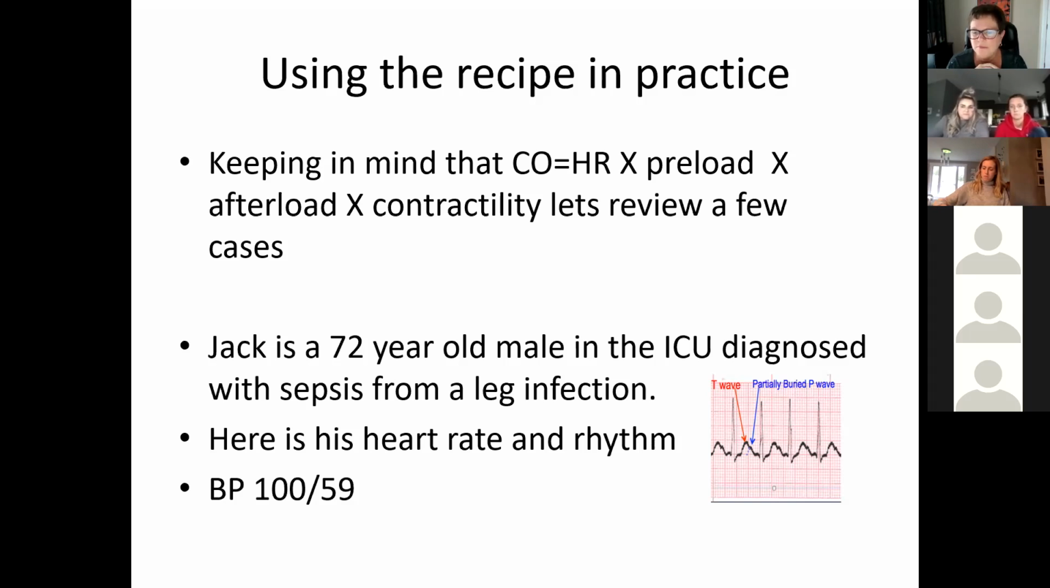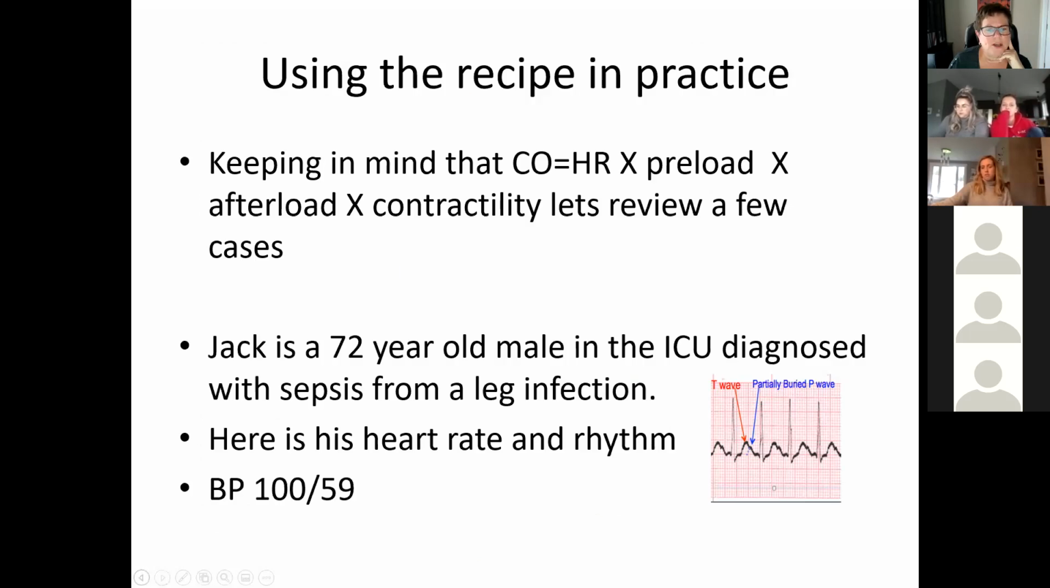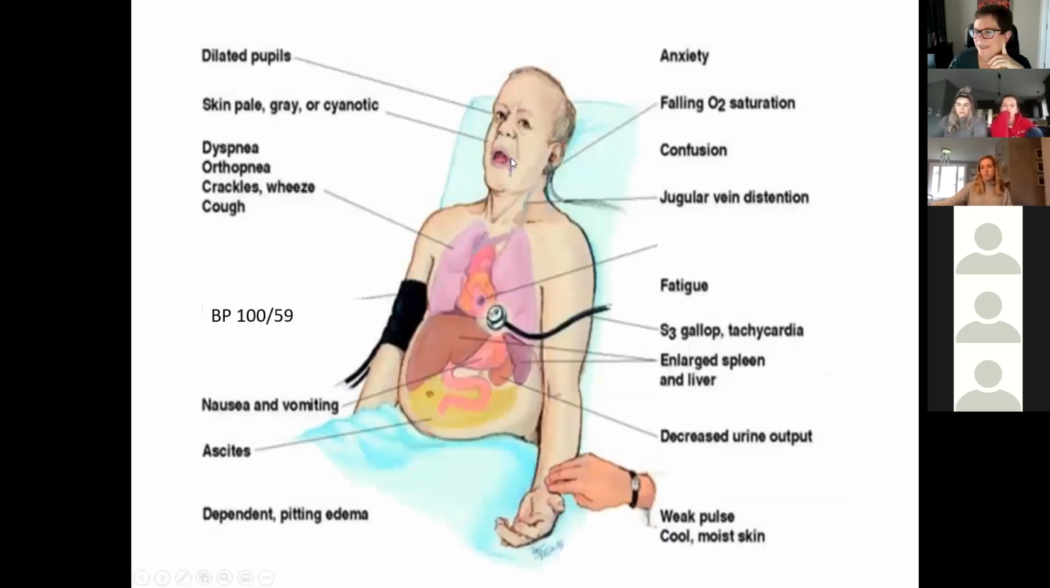His heart rate's, I don't know, 130-ish. Yeah, I'd keep an eye on that heart rate, but yeah. So I'm like, yeah, okay. So if I called my doc with that, probably wouldn't receive any orders. But look what happens when I go lay my eyes on Jack. So first of all, he's 72, but he looks like 92.